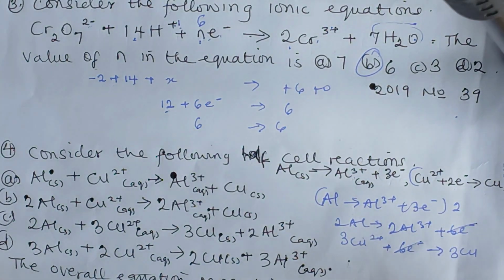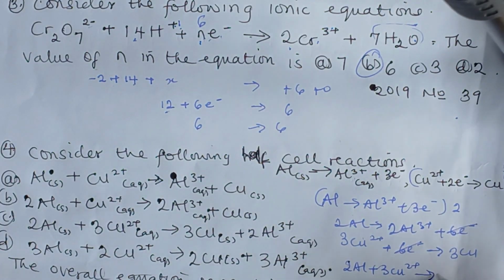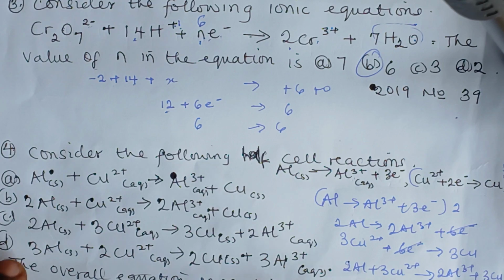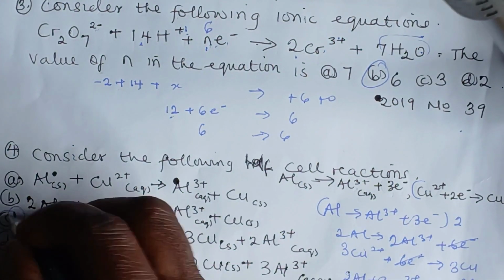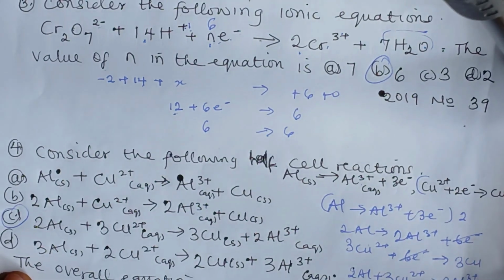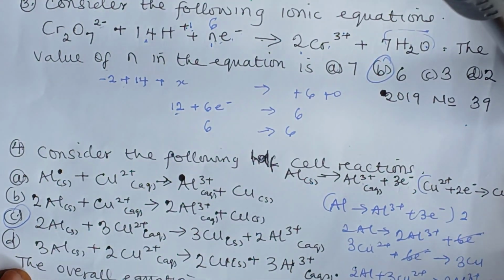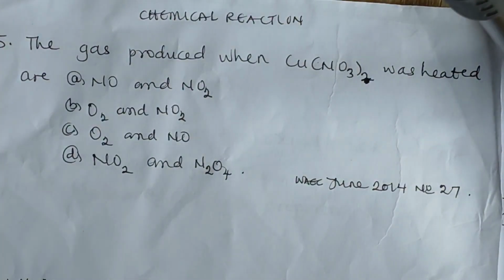So we end up having 2 aluminium plus 3 copper 2+ ions to give 2 aluminium ions plus 3 copper. So the best answer here is C, option C. I want you to practice more questions on this redox reaction. It's actually simple, just by balancing the number of electrons, and then we gather the reactions together.